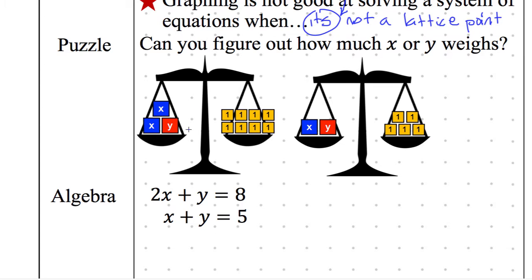So we have these 2 scales. We know that if I weigh x and y, those weigh 8. We could say 8 kilograms if we want to have some units. And if I have x and y, they weigh 5 kilograms. How do I figure out how much x and y weigh? I'm going to give you guys 5 minutes to try to solve this on your own. How can you use these 2 facts to solve this puzzle? How much do x and y weigh?